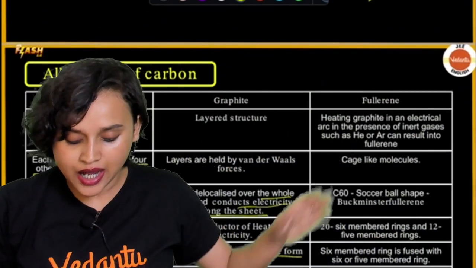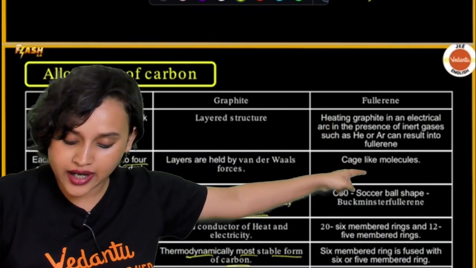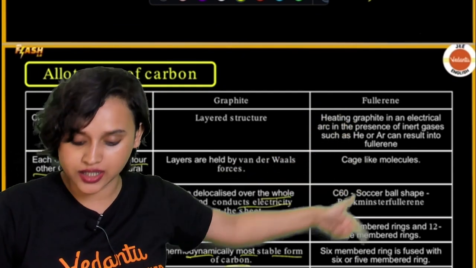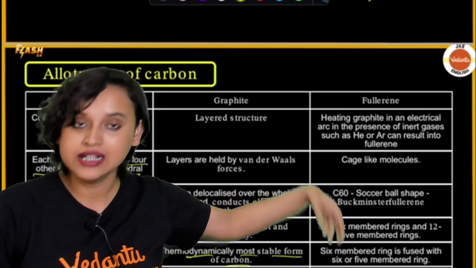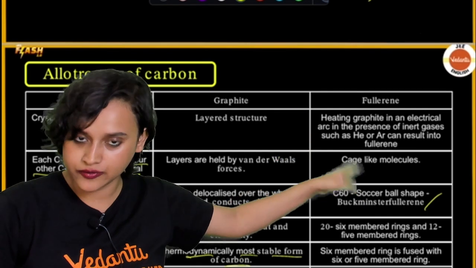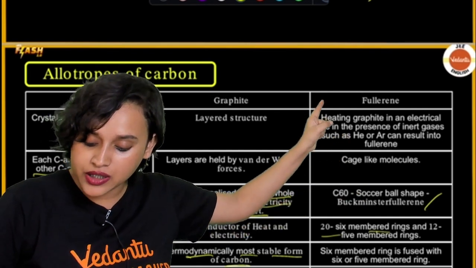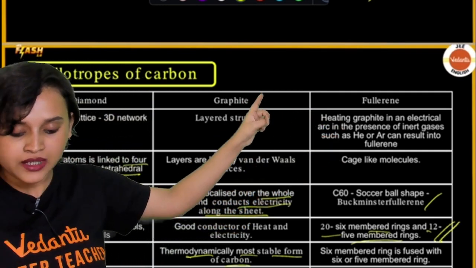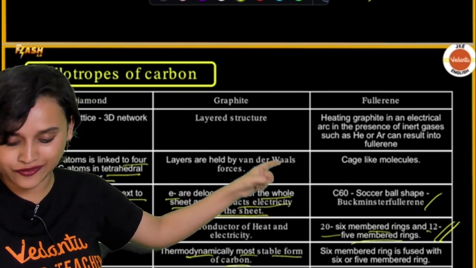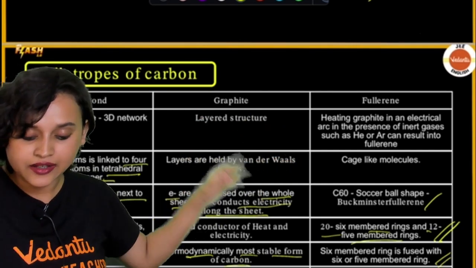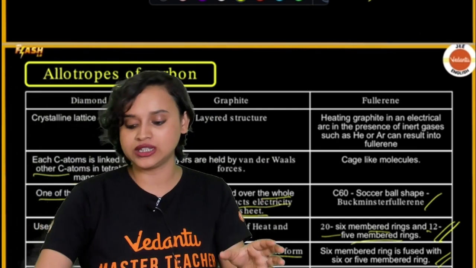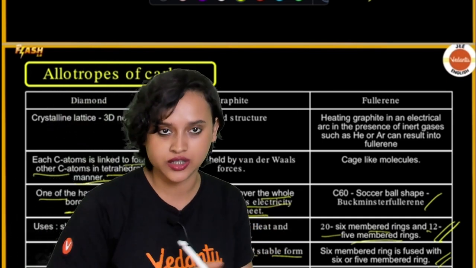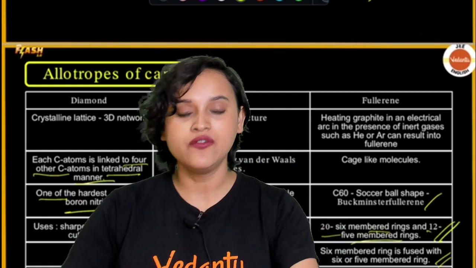Now we come to fullerenes, everybody. Heating graphite in an electric arc in the presence of inert gases such as helium or argon can result in a fullerene. You will get a cage-like molecule. This is called C60, the soccer ball shaped Buckminster fullerene. There are 20 six-membered rings and 12 five-membered rings. This is important, please do read it. The 6-membered ring is fused with 6- or 5-membered rings, and the 5-membered ring is always fused with 6-membered rings. Remember this. These 3 points about fullerene are very, very important.